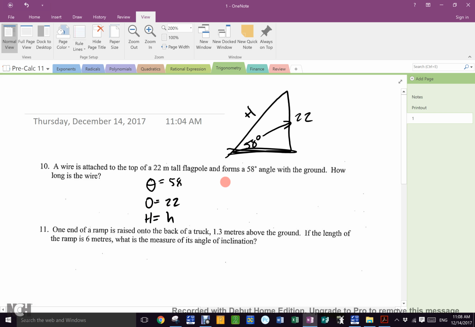What uses O and H? Sine of 58 equals O, 22, over hypotenuse, H. Letters on the bottom. So it is H equals 22 divided by sine 58.